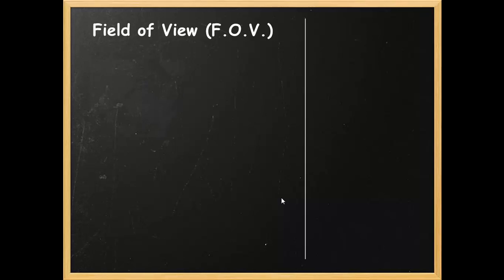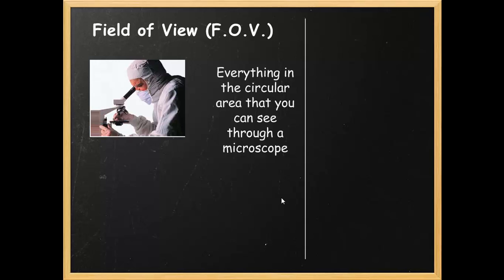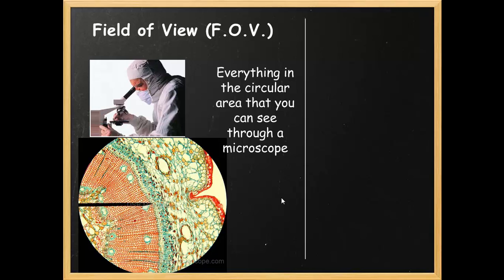So we're going to talk about the field of view, or FOV. The field of view is everything in the circular area that you can see through a microscope. So this is your field of view. That black line is a pointer. It's on the stage, on the hole on the stage.